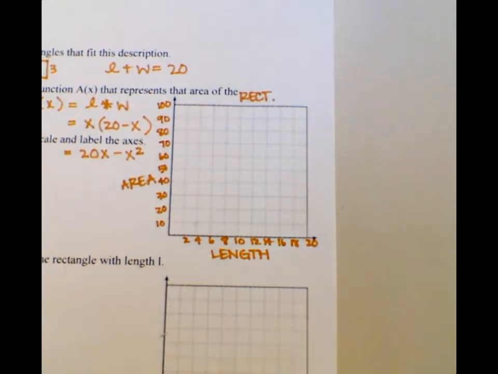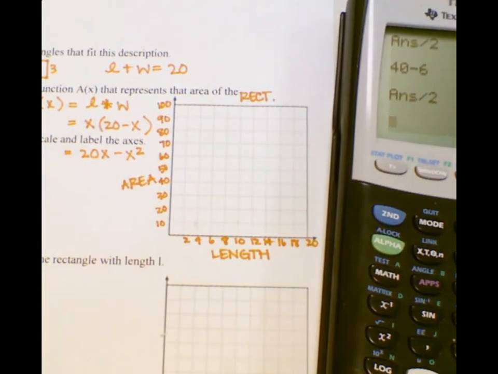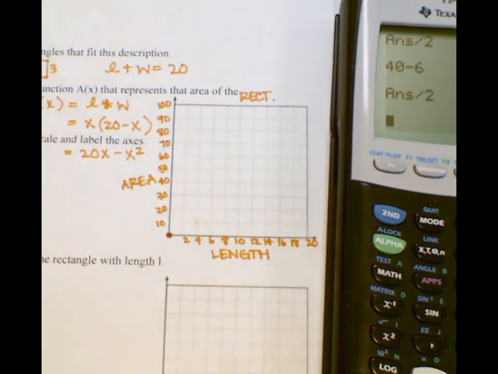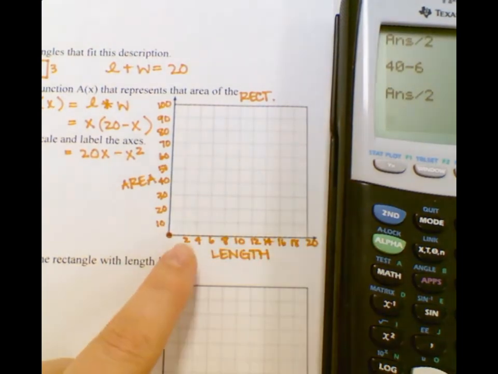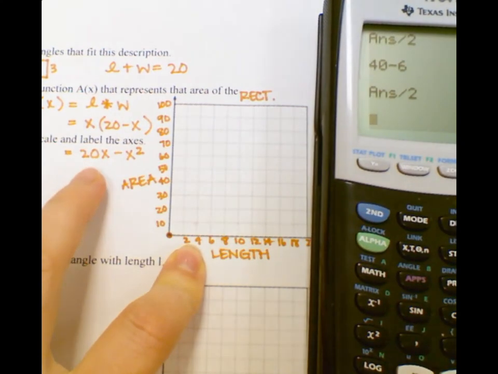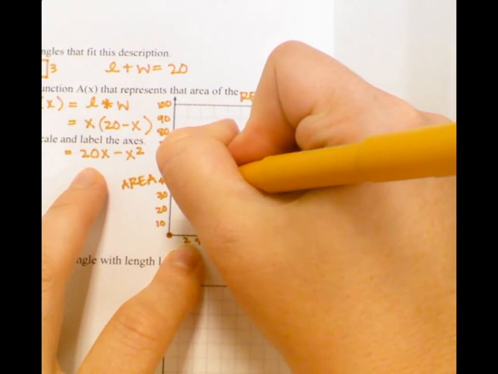So I'm going to move my calculator over here. I think I'm just going to do kind of every other one. We know if we plug a 0 in here, we are going to get 0. So I'm just going to put a dot there. So let's maybe try the 2. So I'm going to just plug the 2 into our equation right here. 20 times 2 minus 2 squared. All right, that's 36. So about here.